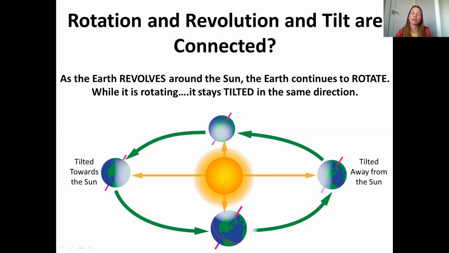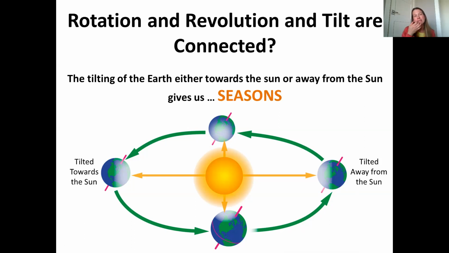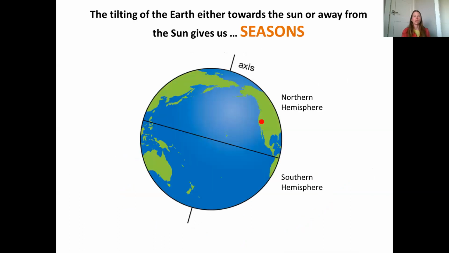This is a very important concept, because the tilting of the Earth either toward the sun, which we have over here, or away from the sun, which we have over here, is what provides our seasons. Our seasons being summer, winter, fall, and spring. Now, it is important to remember that the planet Earth is a very big planet, and which part of the planet we are on is actually going to be important as well.